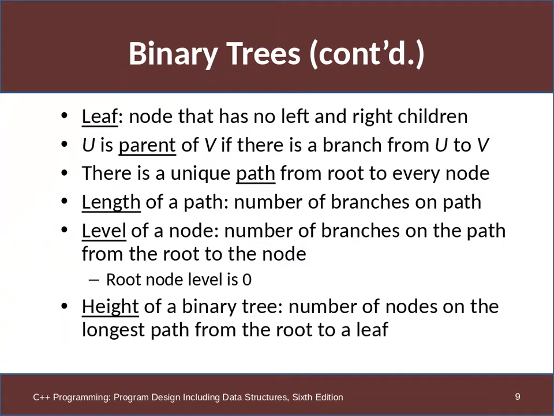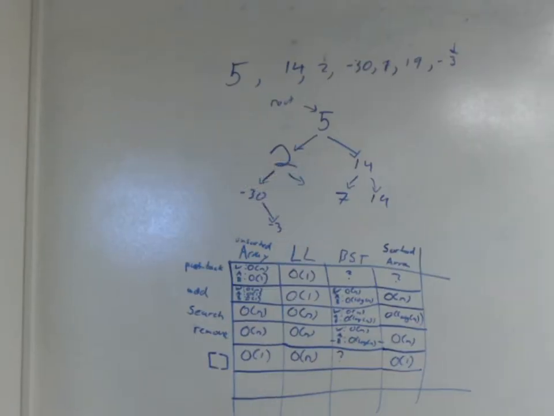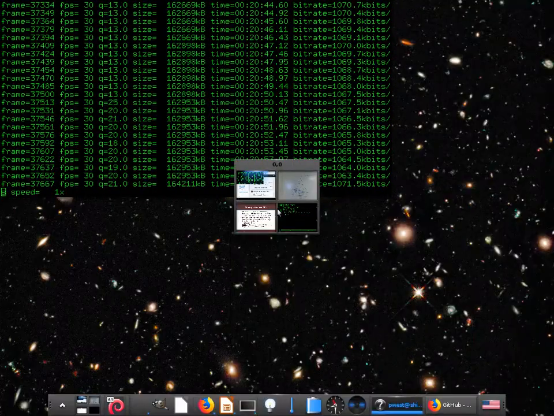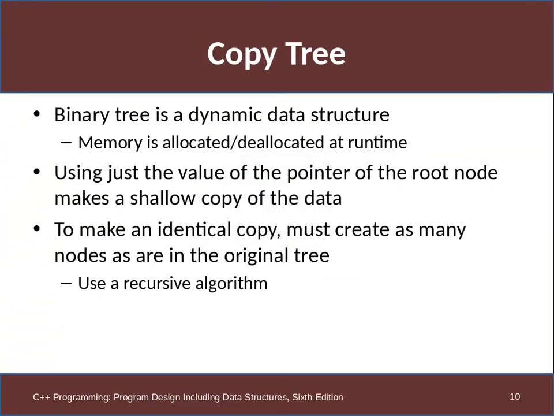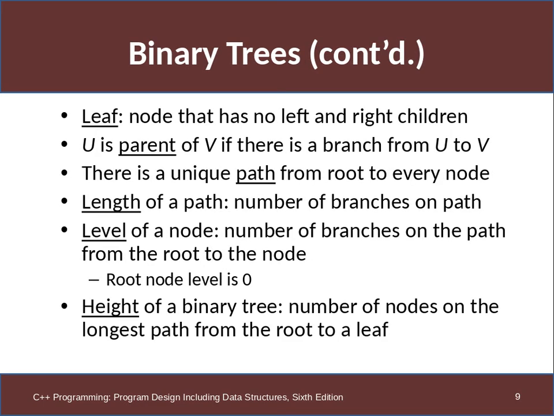The height of a binary tree is the number of nodes on the longest path. So the height of this tree is 4. All right, we're doing great. Any questions on these terms? Your lab is to calculate the height of a tree, as well as other things.